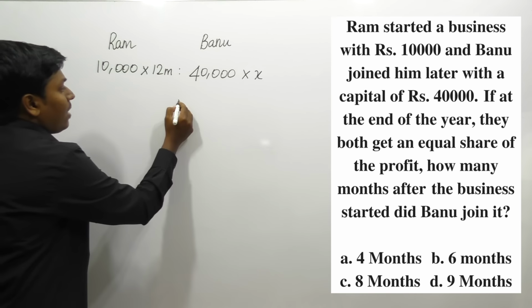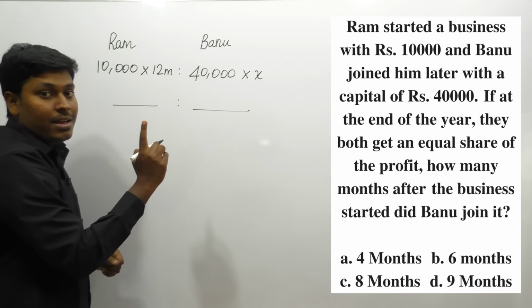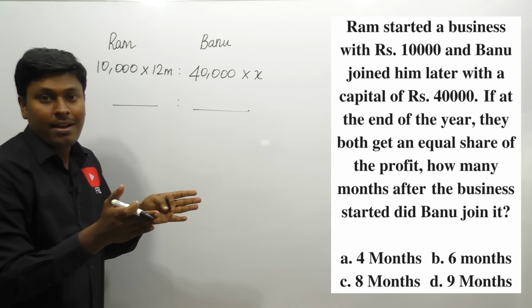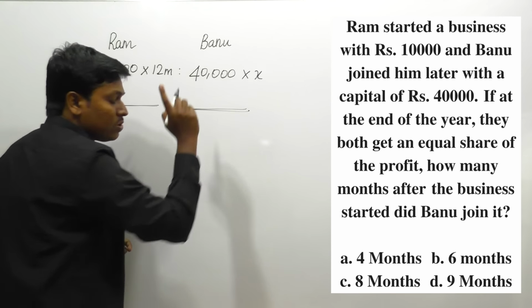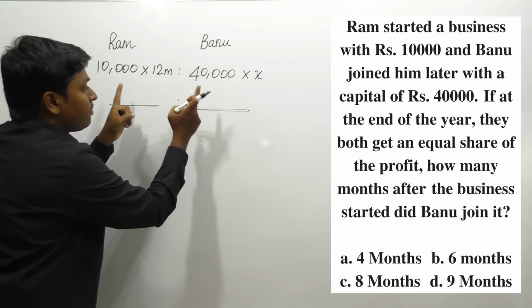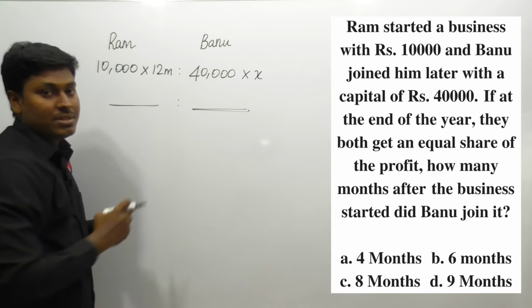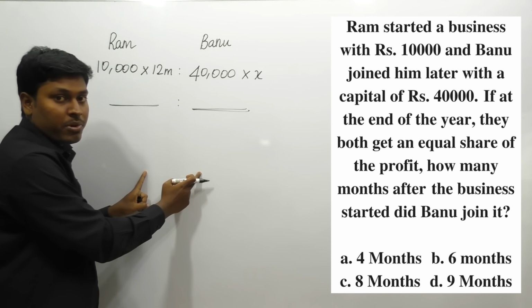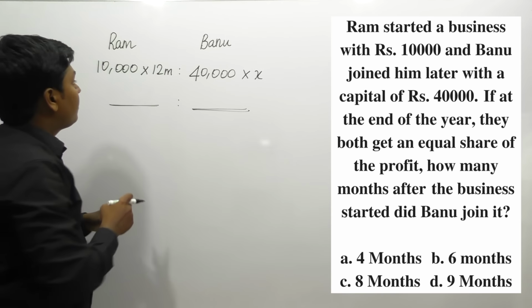Friends, after 1 year both the persons are getting an equal share. If both the persons are getting an equal share of the profit, then we can surely say that both the investments should also be the same. Only if both the investments are the same can we say that both the shares are also the same. Friends, are you able to understand this? If both the shares are the same from the profit, then both the investments should also be the same. Friends, listen here.